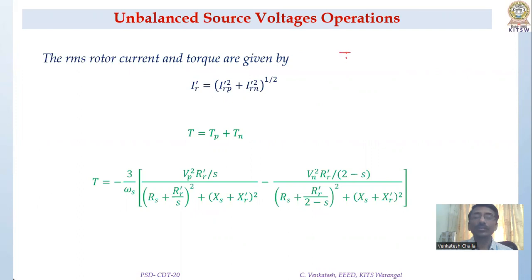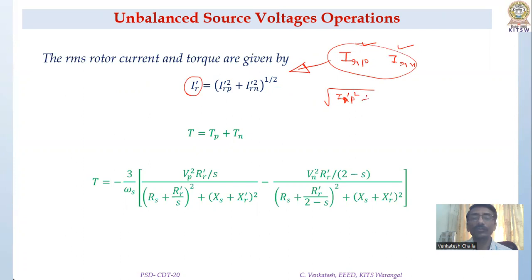So there are now two currents, IRP and IRN, current due to positive sequence and current due to negative sequence. These two combine effectively based on their phase difference, and the resultant current IR dash will be equal to (IRP dash square plus IRN dash square) whole to the power half. That means the square root of IRP dash square plus IRN dash square. This gives the resultant rotor current IR dash.